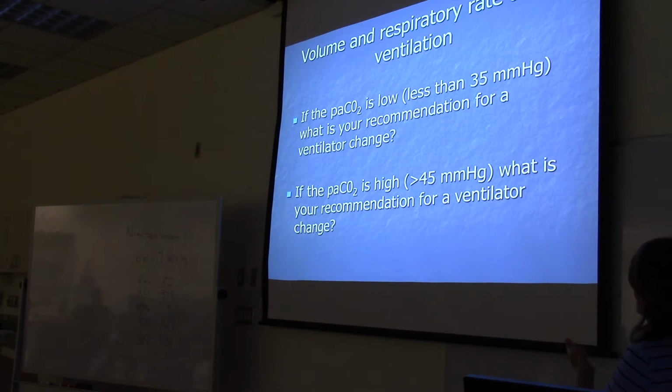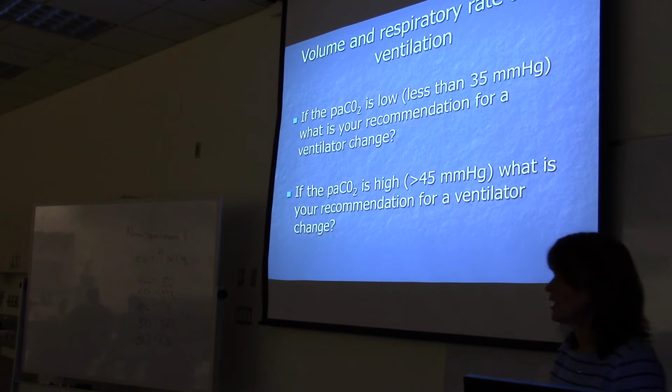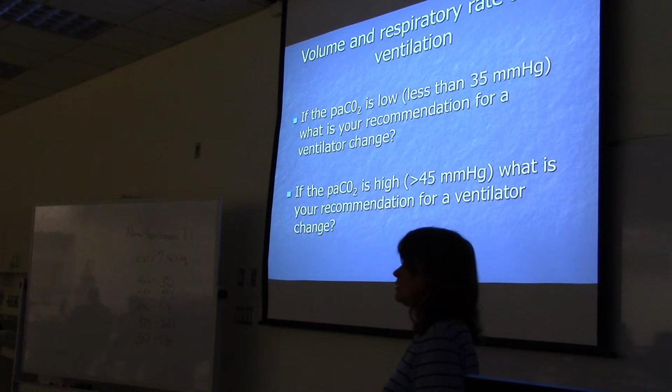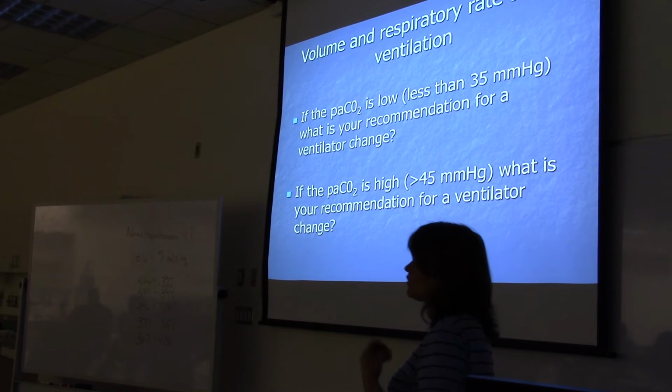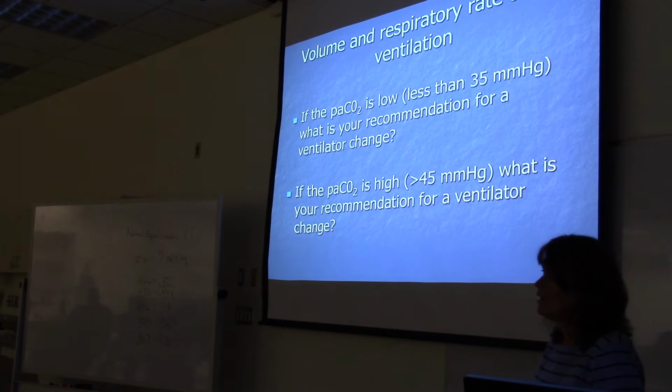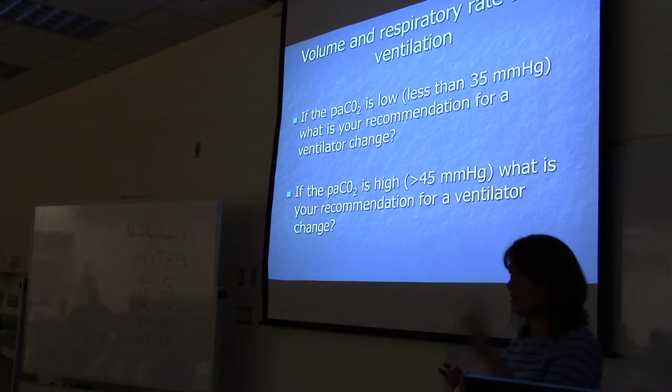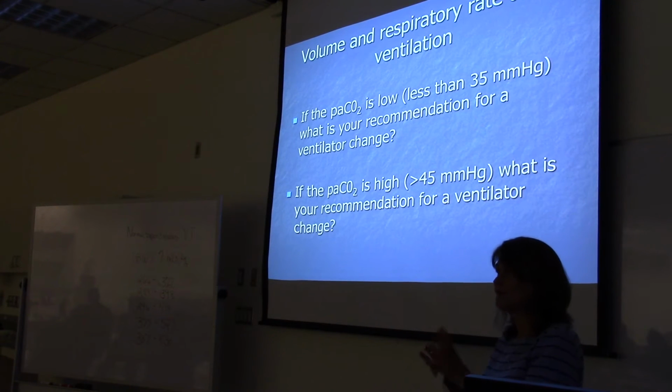So did we already answer the second bullet? If the CO2 is high, it's greater than 45 millimeters mercury, what is your recommendation for a ventilator change? Increase the rate. So you wrote down decreased rate for the first one, increased rate for the second one. But what else affects ventilation other than just the rate? Yes, the tidal volume also affects ventilation. So you could say tidal volume and respiratory rate affect ventilation.